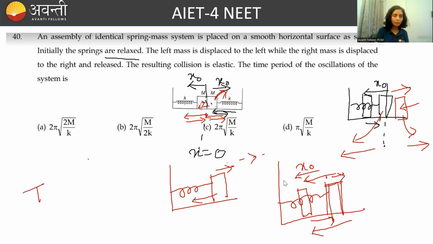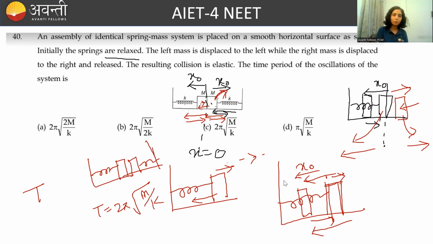If this spring mass is free to move, with no other masses, its time period will be 2 pi root m by k. But since there is another mass, and that mass is obstructing it in such a way that it attains only one extreme position, its time period will become half of that. So the answer should be pi root m by k. We just needed to look at the question, nothing else.